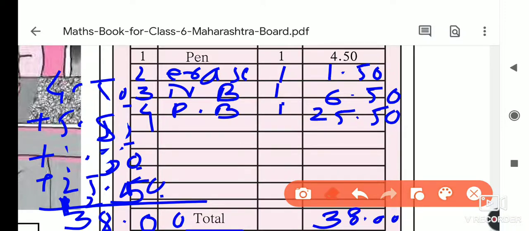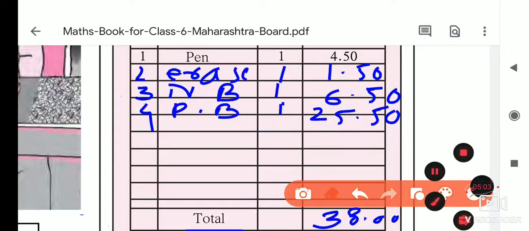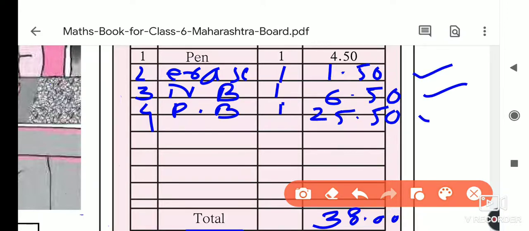Okay. Now what will we do? The total bill price is 38 rupees, and that 38 rupees Nandu has to pay to the shopkeeper. Nandu gave 100 rupees to the shopkeeper. So how many rupees will the shopkeeper return to Nandu, that we have to find out. So first of all, note this down in your textbook: eraser's cost, notebook's cost, then pen, paint box cost, and total rupees.